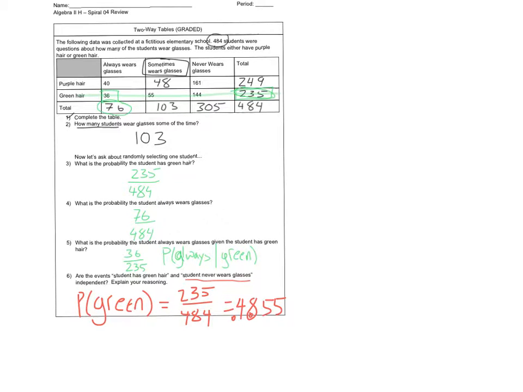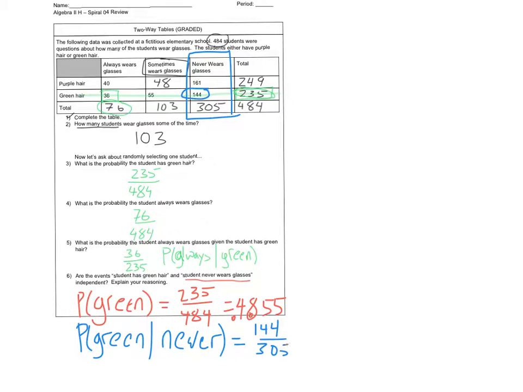All right, so based on this, we need to figure out the probability of being green, which I hear is not easy, given that they never wear glasses. So we're looking at the never wears glasses category. And we've got green hair is 144 out of a total of 305. Let's divide that and see what we get. So 144 divided by 305. And when I do that, I get 0.4721.